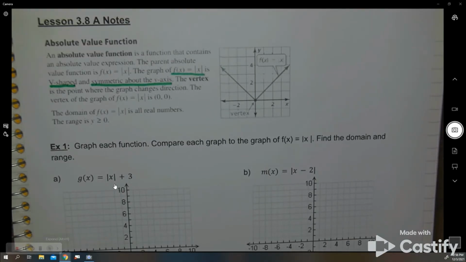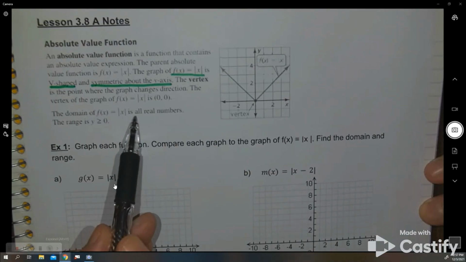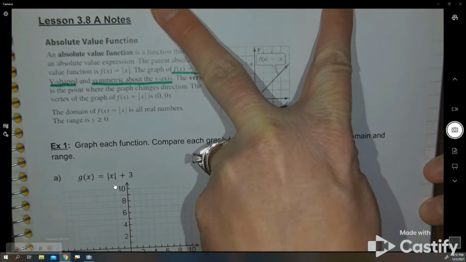And if you think about it, if we take the absolute value of positive 2 or the absolute value of negative 2, we're still going to get 2 because they're both 2 units away from 0. So all absolute value functions are symmetrical, but it just depends on where their line of symmetry is, depending on the function itself. For this particular graph right here, the domain for f of x equals absolute value of x is all real numbers. And the reason for that is because this graph is going to continue on and on and on forever and ever in this pattern.